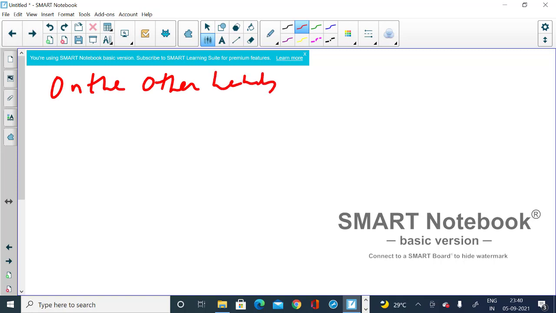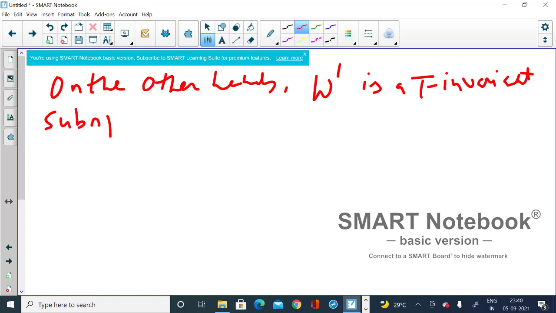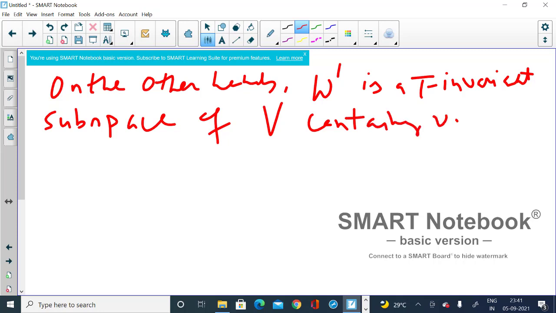On the other hand, you see that W dash is a T-invariant subspace of V containing v, the small v, right? Why? Because small v belongs to W dash, that is obvious, because small v is a basis element of W dash.